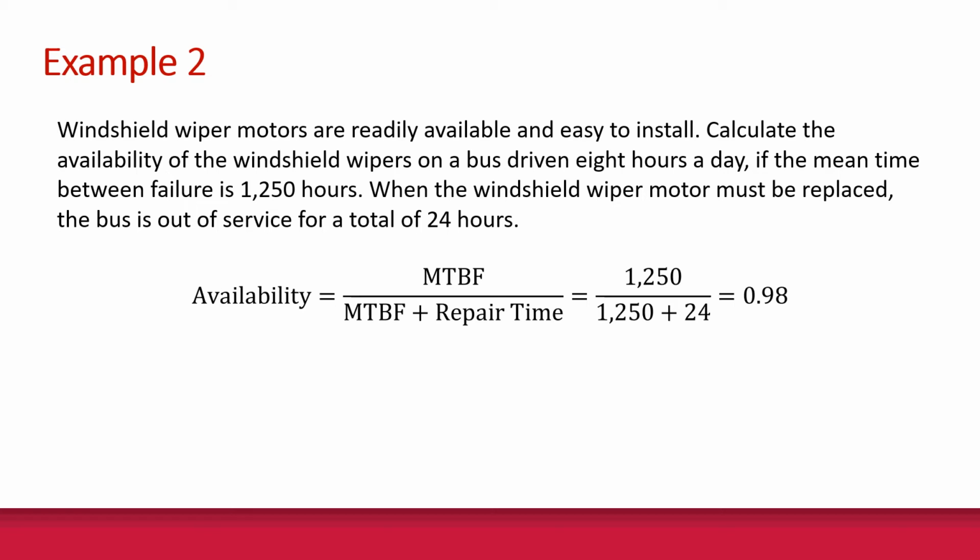So another example: windshield wiper motors are readily available and easy to install. Calculate the availability of the windshield wipers on a bus driven 8 hours a day. If the mean time between failures is 1,250 hours, when the windshield wiper must be replaced, the bus is out of service for a total of 24 hours. So here we can use our formula. The mean time between failures is given, 1,250. The repair time, it doesn't take 24 hours to repair the windshield wiper, but we're told that it's out of service for 24 hours. So if we plug in our equation, we get 0.98. That's the availability.